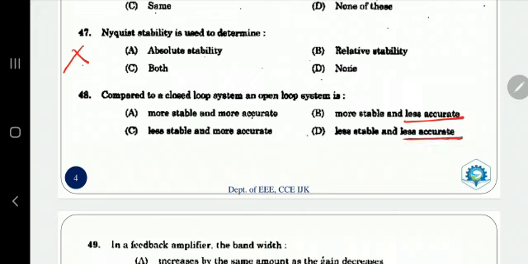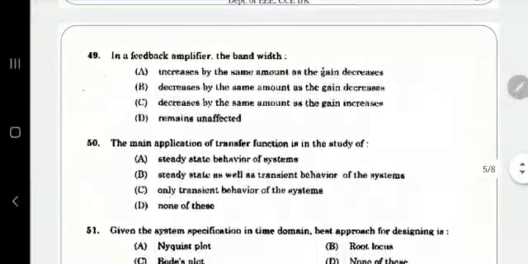So the options B and D remain, and from these we know that an open loop system is more stable when compared with a closed loop system. So your answer becomes B. So for question 48, the answer is B. Let's move on to the next question, question number 49.